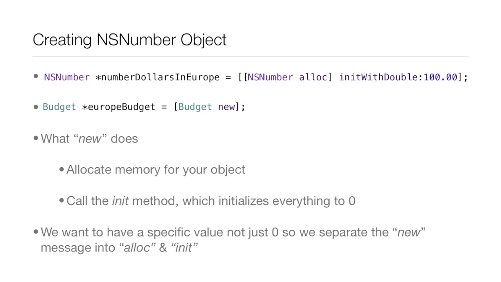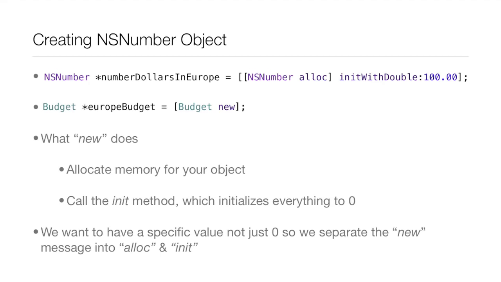I'll just go through that little method we use to create the NSNumber object. We have NSNumber because it is an NSNumber. We have the asterisk again because it's a pointer to this object. It's called number dollars in Europe. Then we have the equal sign, the brackets and everything. NSNumber, so we're going to allocate space in memory for an NSNumber object, and then we're going to initialize it. Basically we just take the new method and split it up and manually do everything that's in the new method, but we initialize it with whatever number we want.